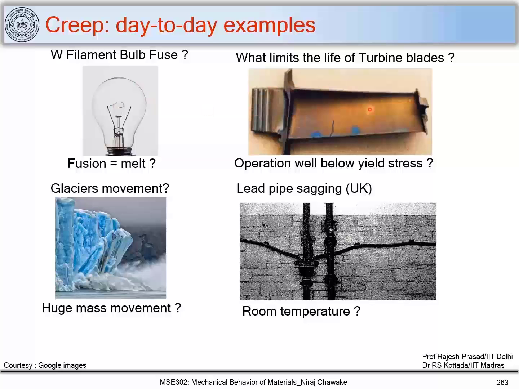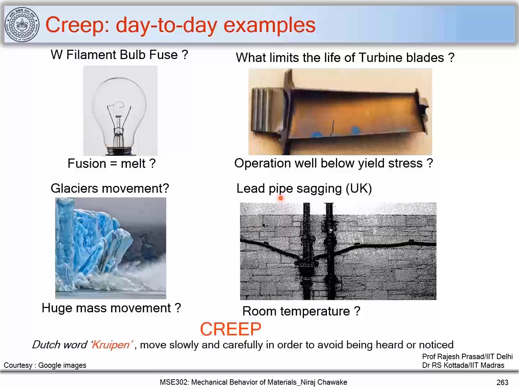Here also in turbine blades we subject these turbine blades to a high temperature. What about glacier movements? As I mentioned, we are talking about global warming. And what about lead pipe sagging? They are used at room temperature, and we'll be looking at why this lead pipe sagging happens even at room temperature. So let us define creep.